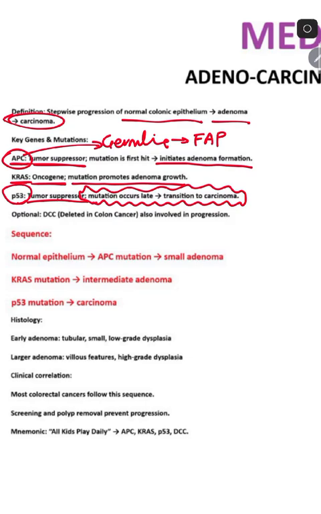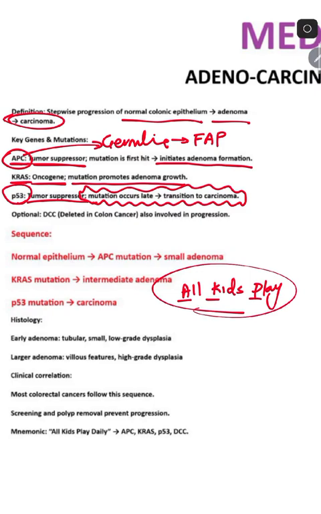So a quick way to remember the order in which it's involved is saying "all kids play." So that's a cool mnemonic that you could use. I don't really like this mnemonic. I just prefer to go alphabetical. So APC, KRAS, P53. Done.